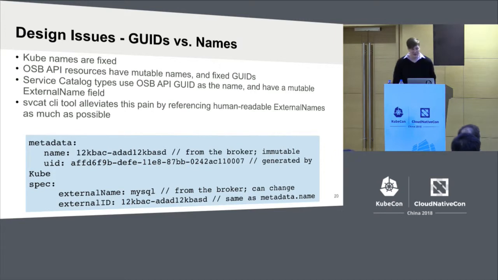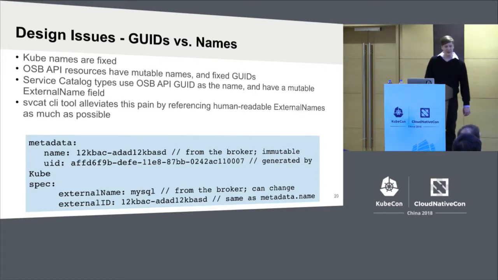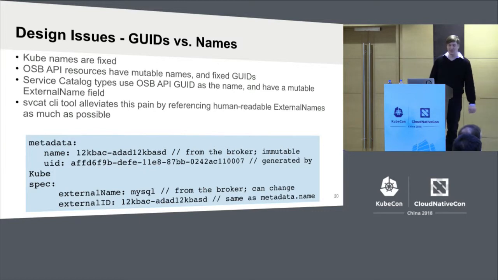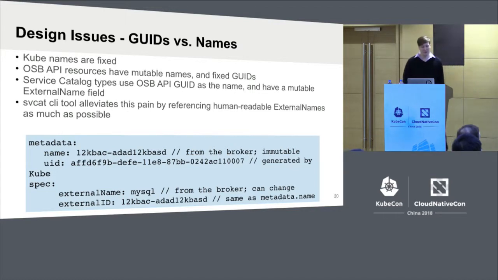Another issue we faced is that Kubernetes names of objects are fixed. They are immutable. However, we have outside information that we need to keep track of, the various names and GUIDs of all these broker resources. And the OSB API resources have mutable names. They are allowed to change. They're allowed to be updated. And they also have GUIDs that are associated with each of these resources, and those are fixed and immutable.